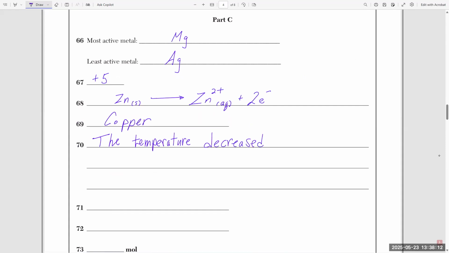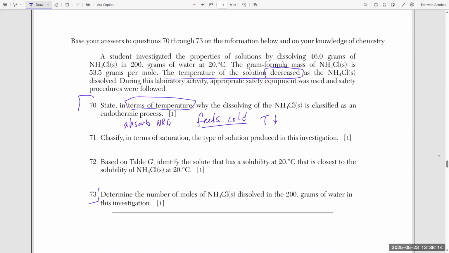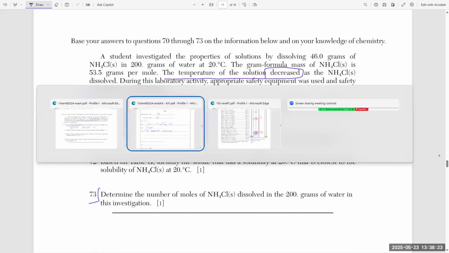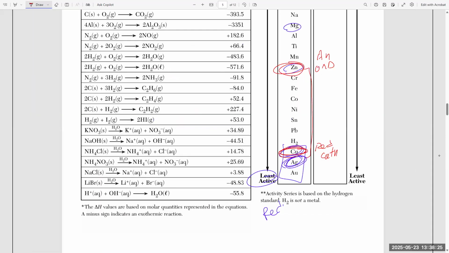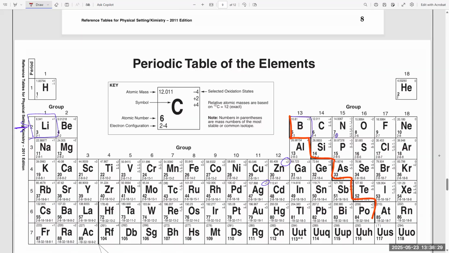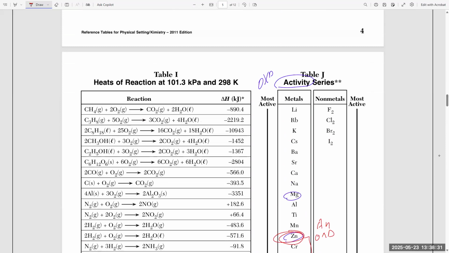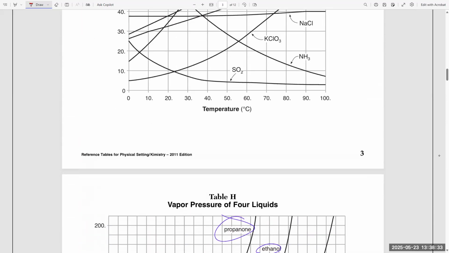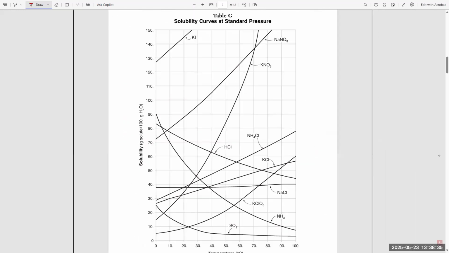That's it. You don't have to write too much, right? All right. Classify in terms of saturation, the type of solution produced in this investigation. Do you see where we're supposed to go now? Saturation curve, right? Where am I going, guys? I'm going up, wrong direction. That's where I'm going, right? Going over here, right? Hey, look at that.